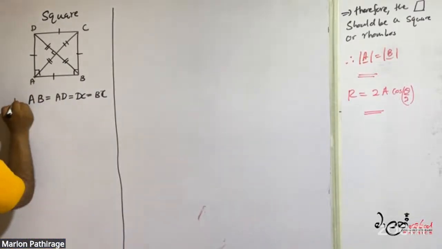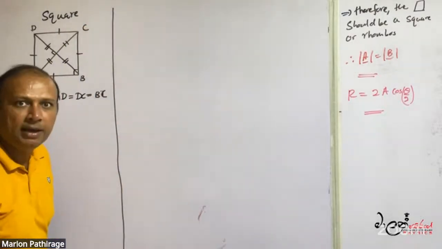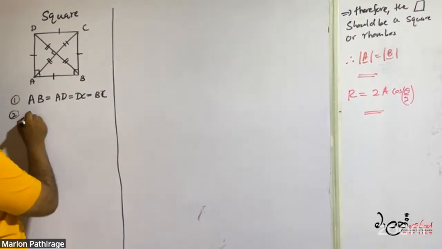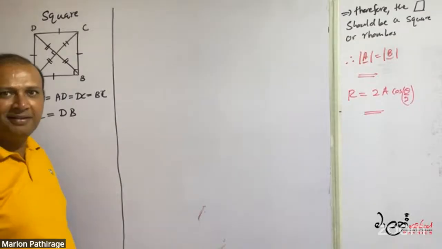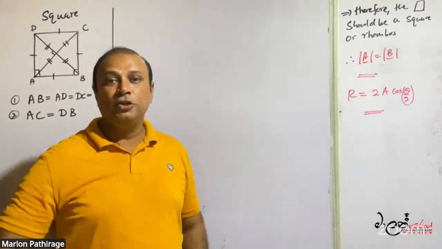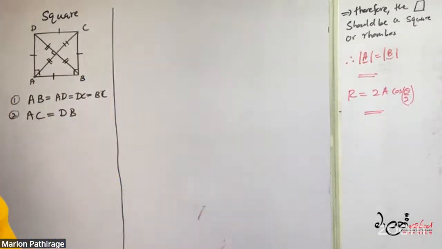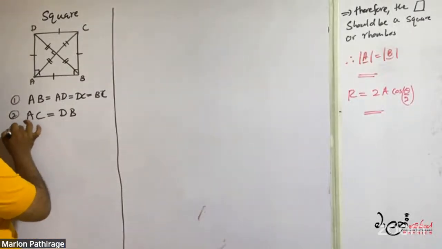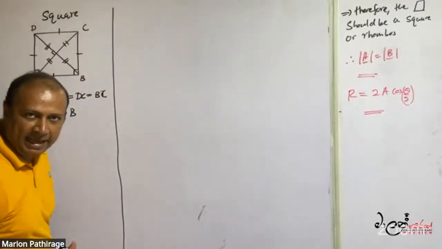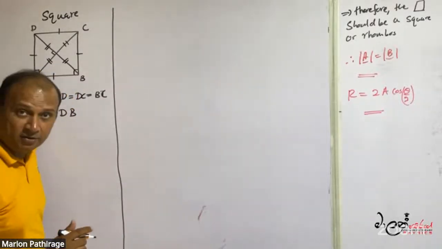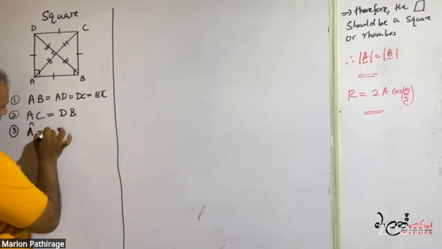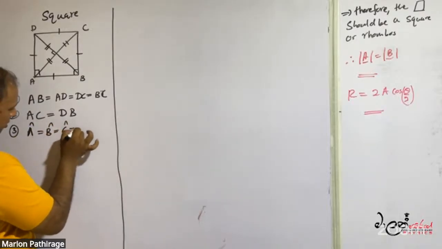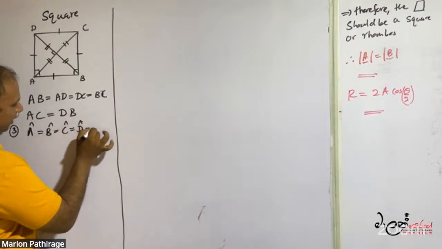This is the first property. The second property: AC and DB are equal in length. AC equals DB, which means the two diagonals are equal in length. Another thing: this vertex angle ABD is 45 degrees, right? 90, 90.